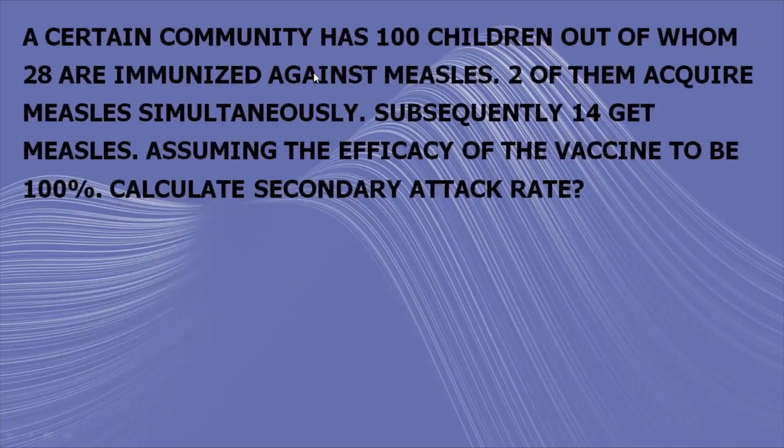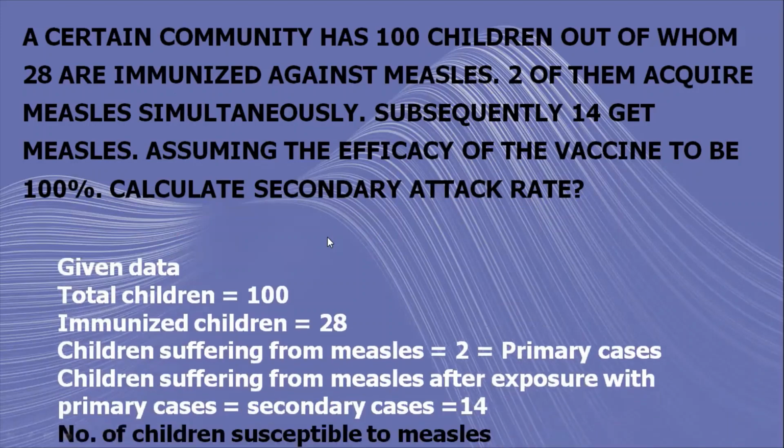Then this is another example of secondary attack rate. A community has 100 children, out of whom 28 are immunized against measles. So measles is 100% effective vaccine. 2 of them acquire measles simultaneously. Subsequently, 14 get measles. Assuming the efficacy of the vaccine to be 100%, calculate secondary attack rate.